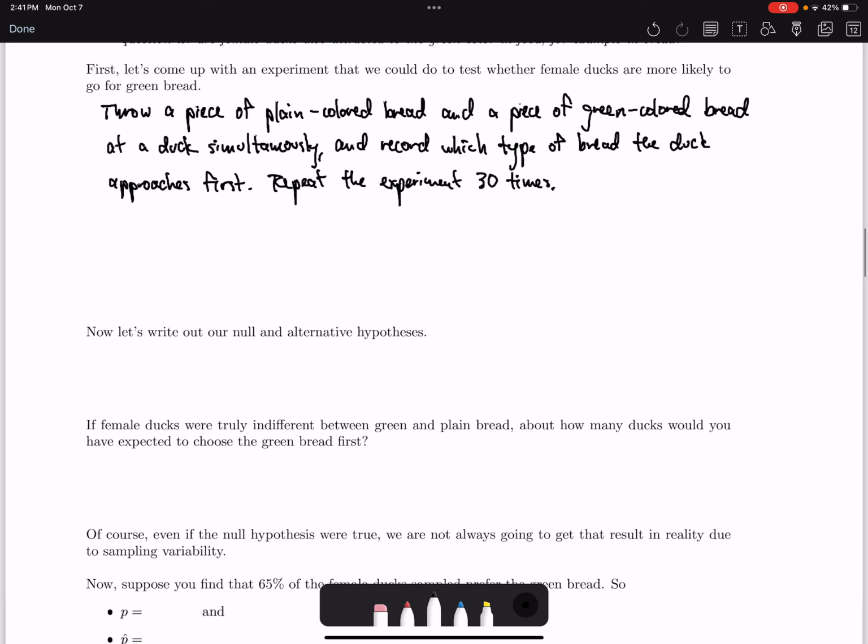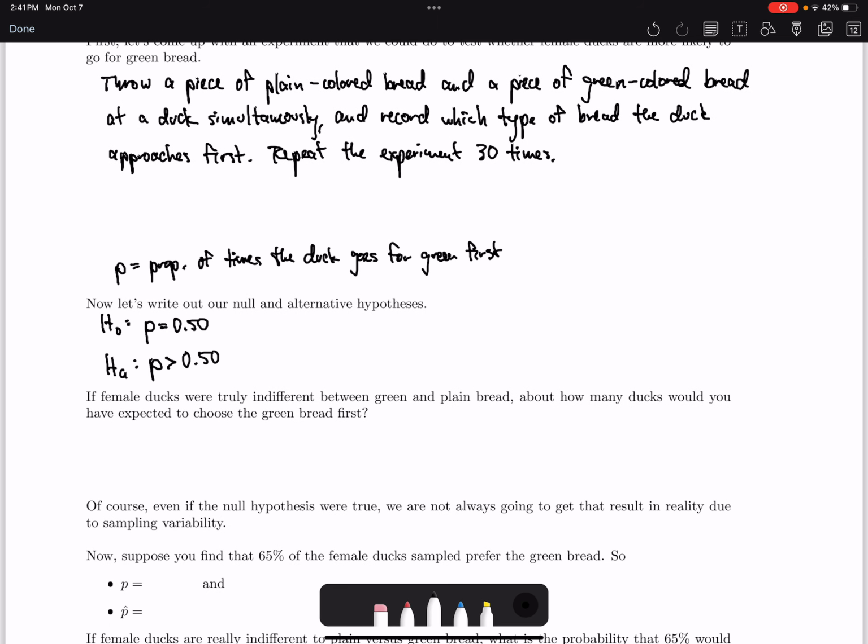Now if female ducks were truly indifferent between green and plain bread, about how many ducks would you expect to choose the green bread first? We're going to repeat the experiment 30 times. If half of them go for the green bread first, then we'd expect 15 of them. We would expect n times p, 30 times 0.50, which is 15, to go for green first.